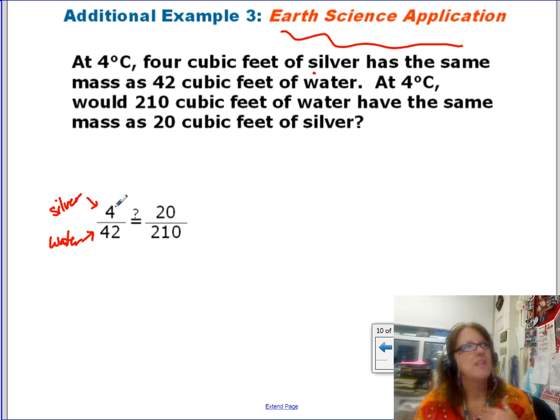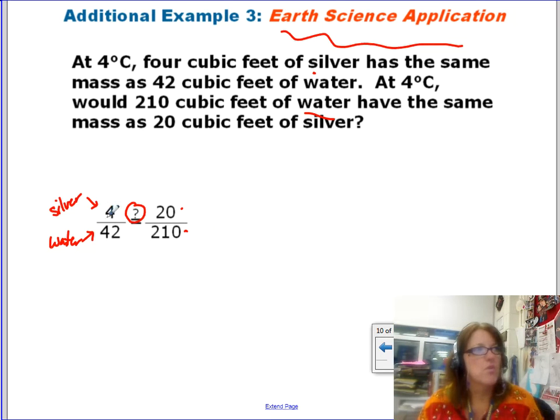All right. So now they say, would, that's why they have this question mark here, would 210 cubic feet of water, hold on, water was in the denominator, so that's why they put that there. Would that have the same mass as 20 cubic feet of silver? So this is the question. Is 4 to 42, that ratio, equivalent to 20 over 210? Get it in simplest form.